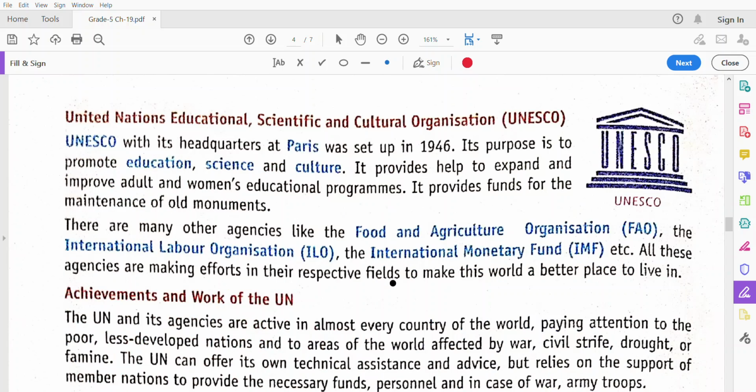And there are many other agencies like the Food and Agriculture Organization, FAO, the International Labour Organization, ILO, and the International Monetary Fund, IMF, etc. The Food and Agriculture Organization works in the field where agricultural problems are there. Any country that needs seeds or agricultural equipment, this organization helps that country. And ILO is making rules for the people who are working in organizations, like the minimum wage rule, etc. And the International Monetary Fund is giving funds to the poor countries. All these agencies are making efforts in their fields to make the world a better place to live.